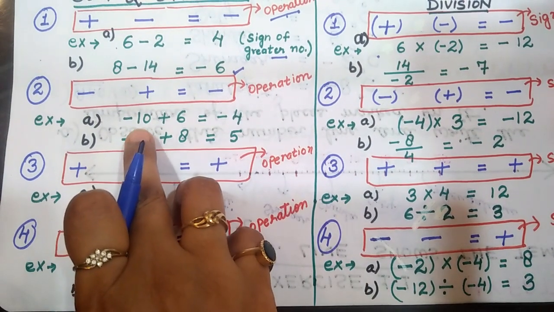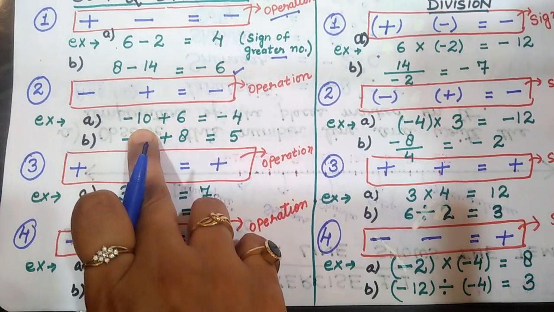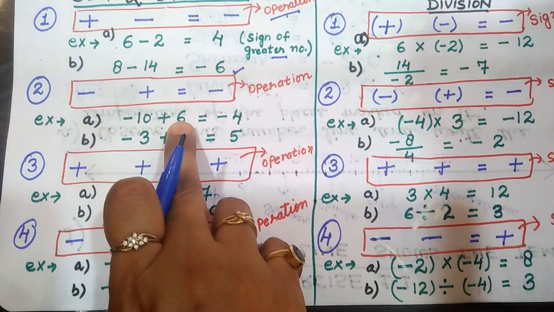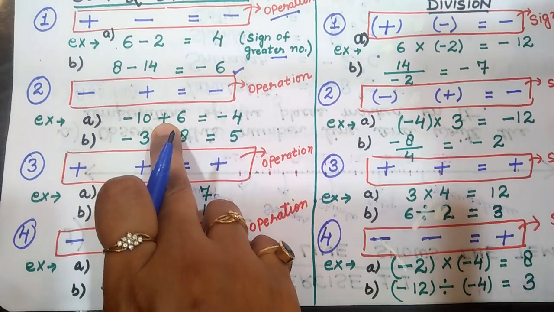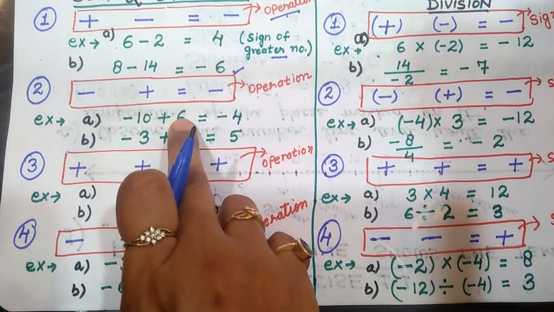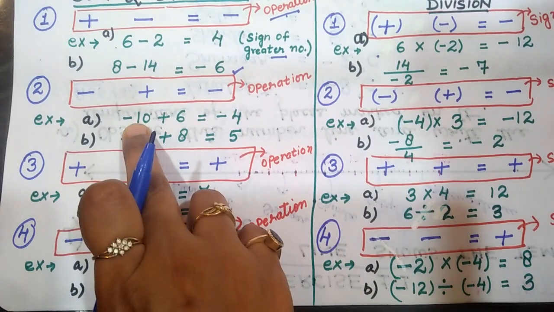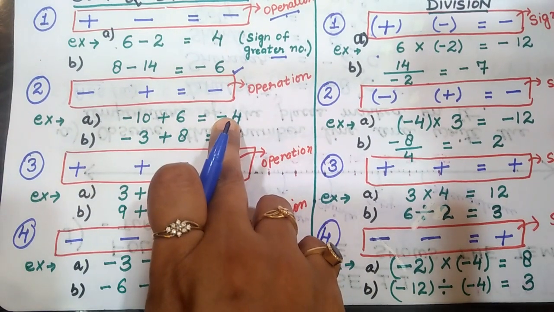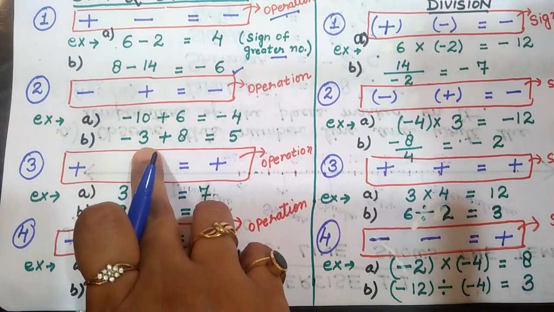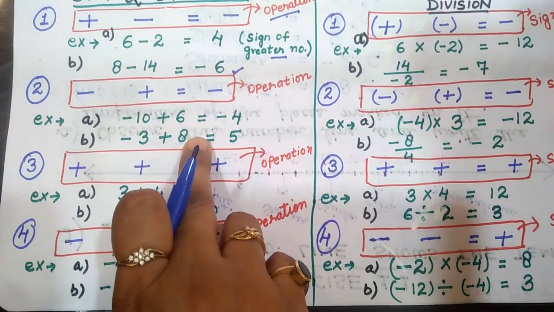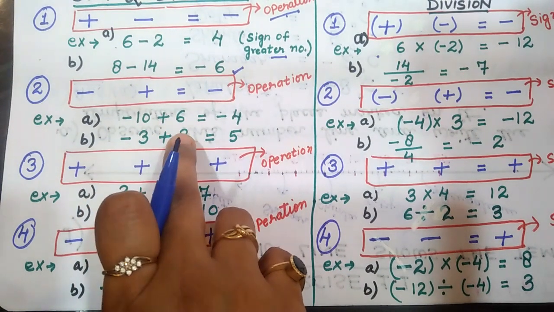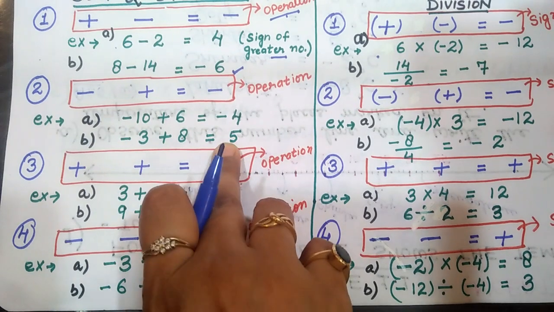So for example, minus 10, a negative integer, plus 6, a positive integer. Minus plus means subtraction. 6 goes from 10, gives you 4, but the sign of the greatest number, which is 10, will come here: minus 4.